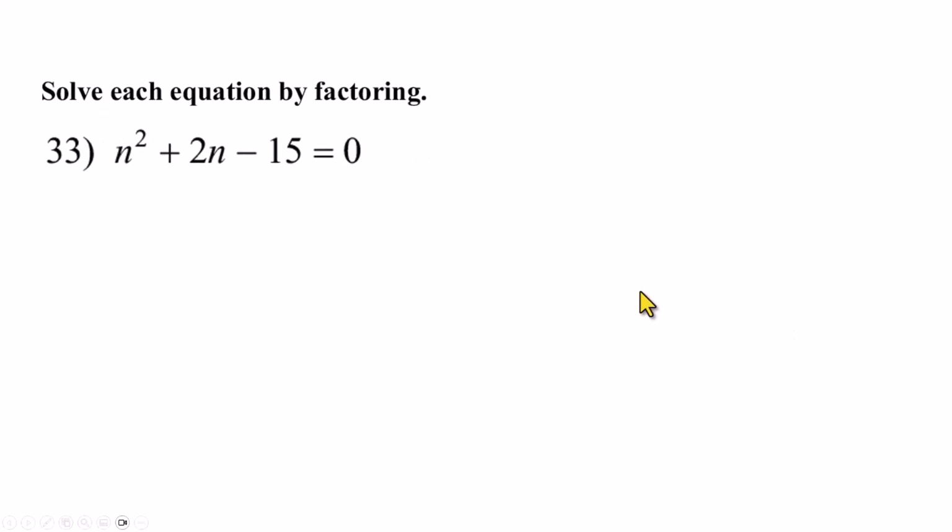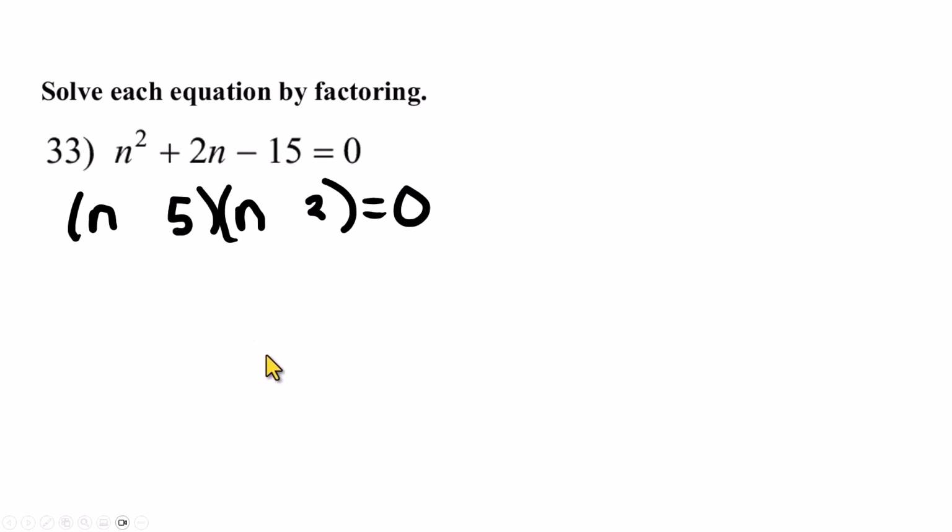Okay, now we have to solve by factoring. You want to make sure you always have a 0 over here. And then we are going to factor this thing. We know we need an n, because that's an n squared. N times n is n squared. And I know to get a 15, I need two numbers that multiply together to get a 15, but I have to get a 2 in the middle. So it has to be numbers that are like 2 apart. This is a negative 15, which means one of my numbers is negative and one is positive.